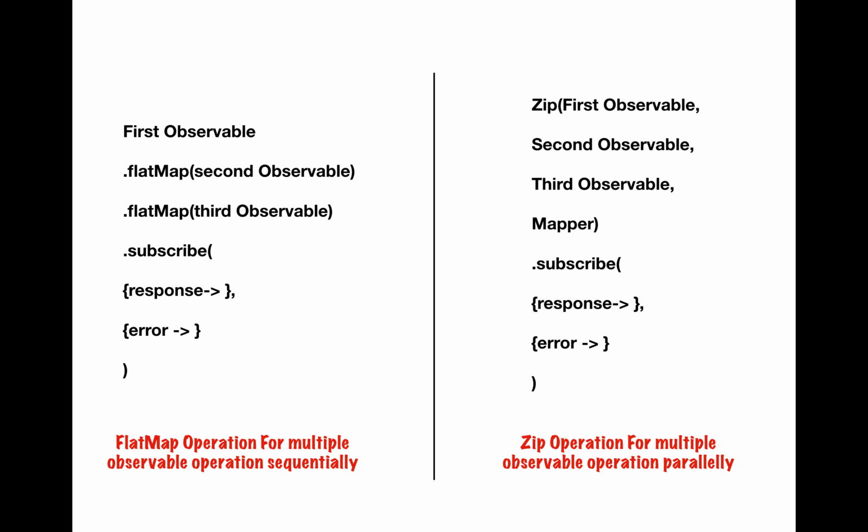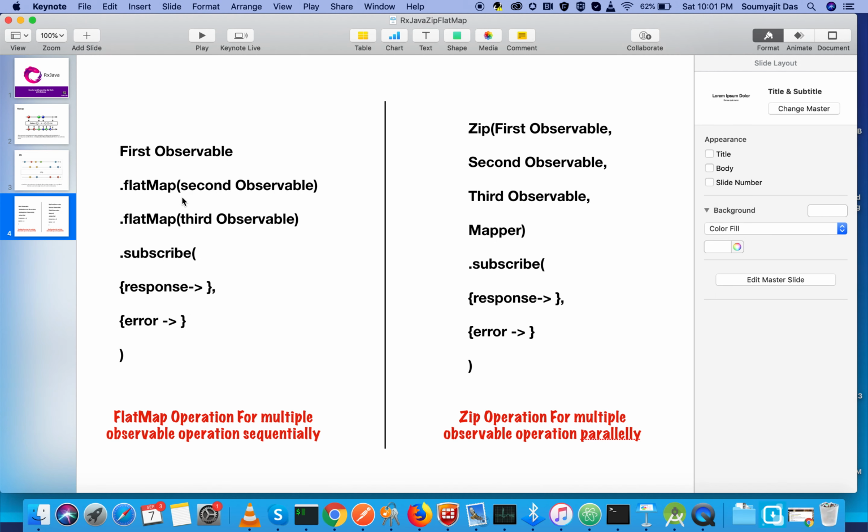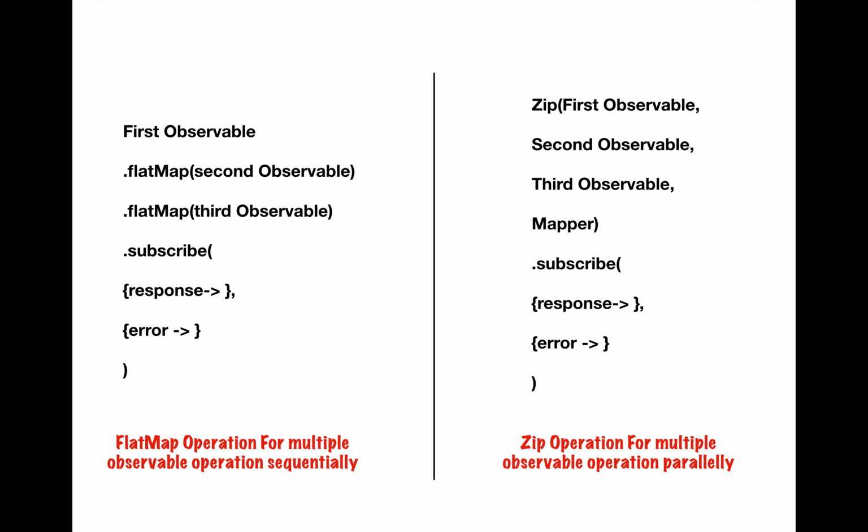So the first one that you are seeing here is flatmap. Basically, I will just tell you what this is. The left part is the flatmap operation and the right part is the zip operation. First, let's focus on the flatmap operation.